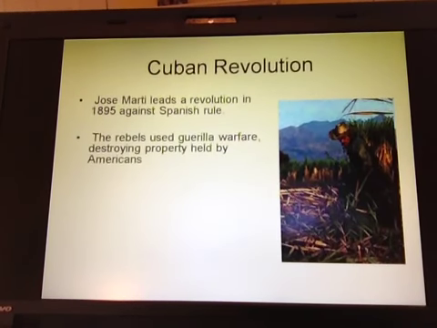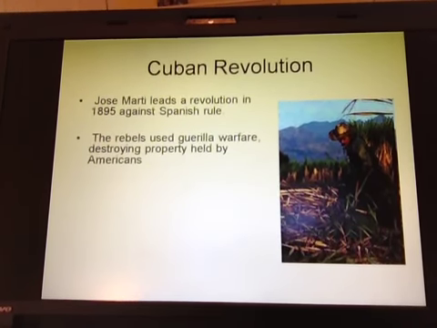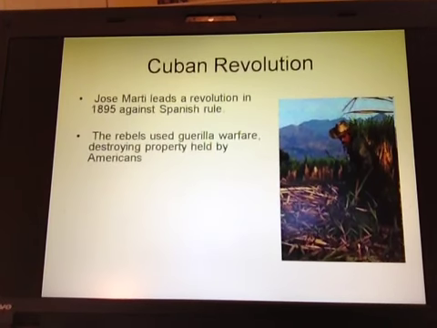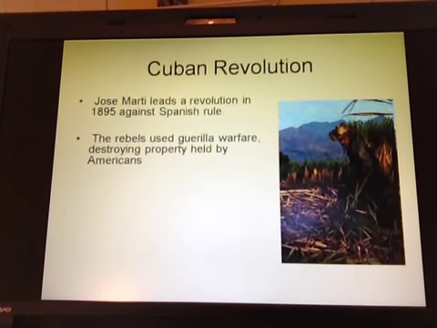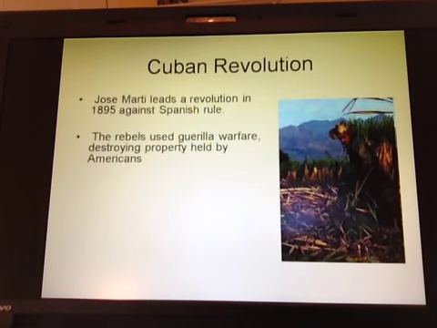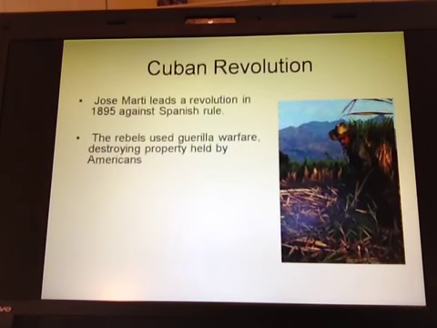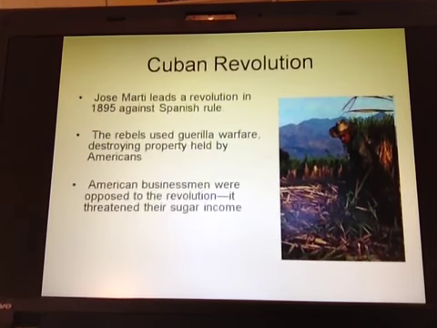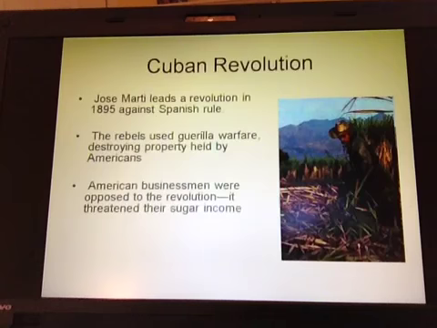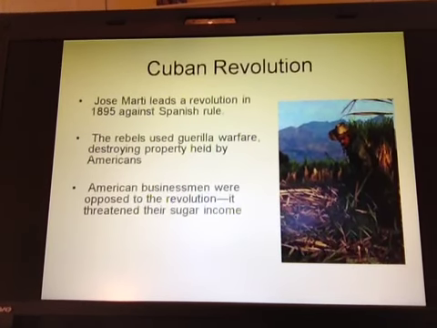And the rebels, since they were outgunned by the Spanish government, used guerrilla warfare, which basically means they attack by surprise and retreat. And they also destroyed some property held by Americans in Cuba. We had sugar plantations in Cuba that were owned by Americans. So American businessmen are upset about the revolution. They thought it was a threat to their land holdings and their income.